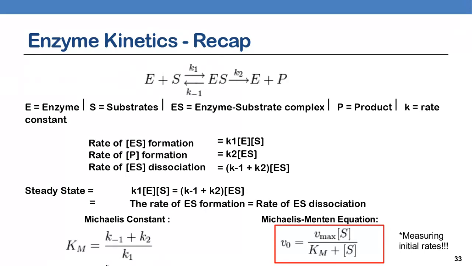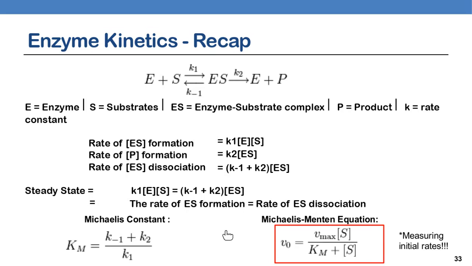A student was asking earlier, is Km kind of the same as Kd? So it is looking at affinity, but it's taking into consideration this K2 value, where our Kd is just looking at our K1 and our K minus 1. So just the on and off rate of our free enzyme and substrate to form this complex. Whereas this is also taking into consideration the conversion to product. So that's how those two slightly differ, even though they're both looking at binding.